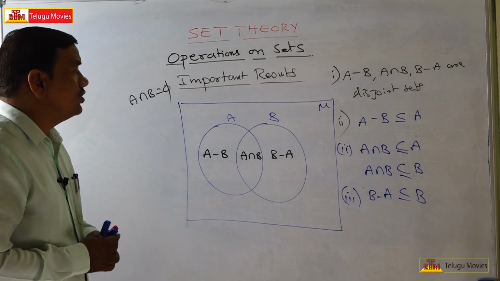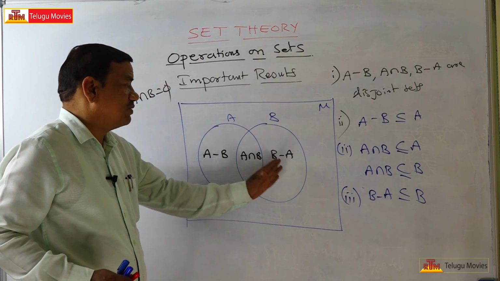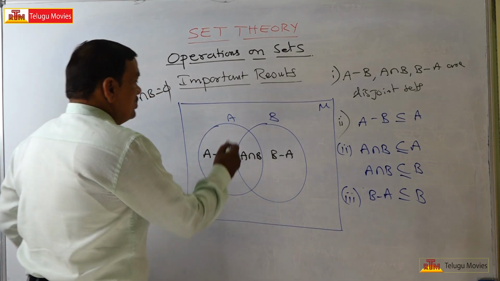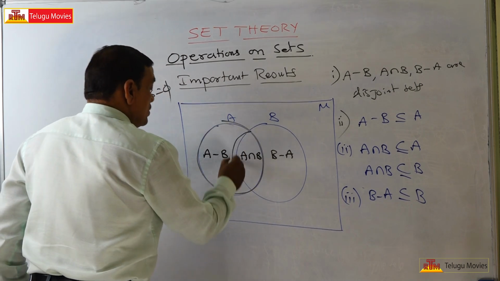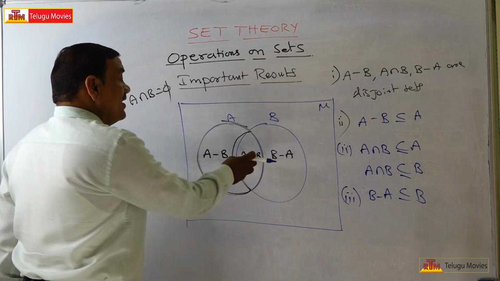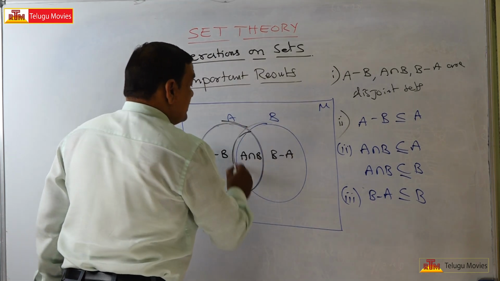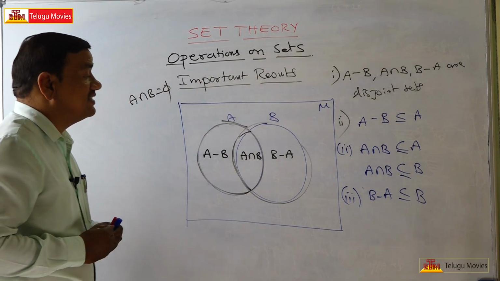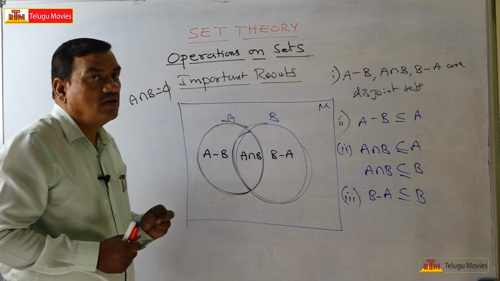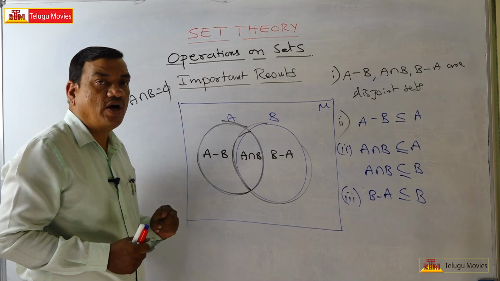So, this is what you have to learn from these Venn diagrams. First of all, A minus B, A intersection B, B minus A are disjoint sets. Second, A minus B: this is your A, and the A minus B part is this. That means A minus B is a part of A. A intersection B is a part of A, and also a part of B. B minus A is a part of B. That means B minus A is a subset or equal to B. This is also a very important concept that we should learn from the Venn diagrams. Now I hope you understand this concept.